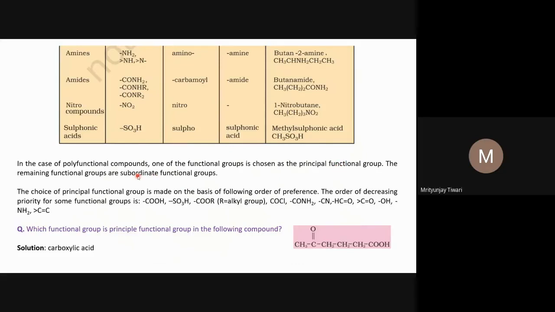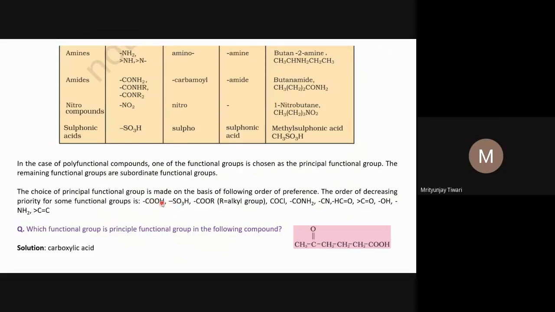So that will be the principal functional group. The remaining functional groups are subordinate functional groups, and these subordinate functional groups behave as substituents. So if many functional groups are there in the organic compound, how will we know which group is the primary functional group? The choice of principal functional group is made on the basis of the following order of preference, and this order of preference has been prepared based on the chemical properties of the organic compound.